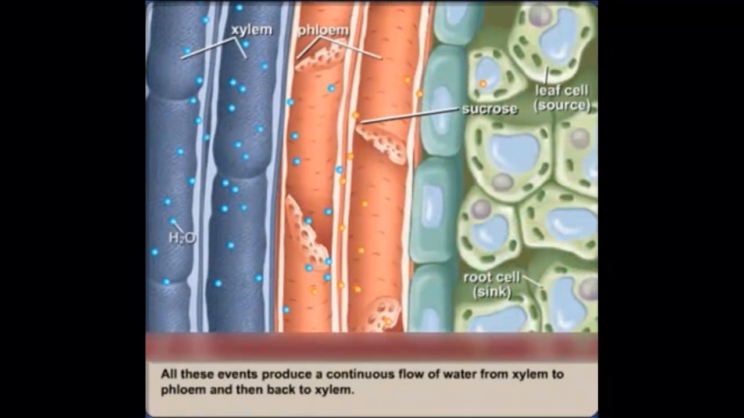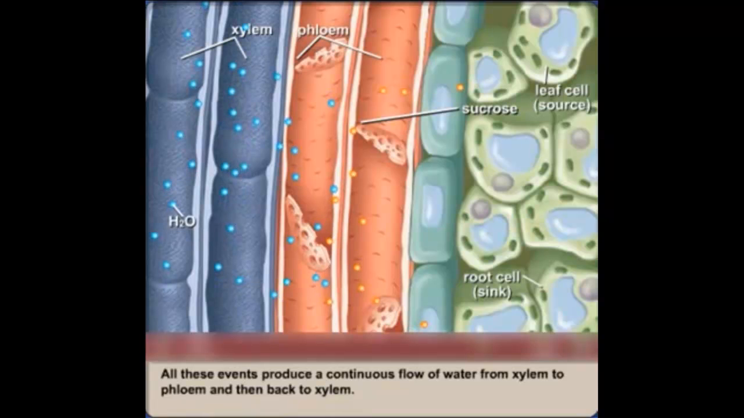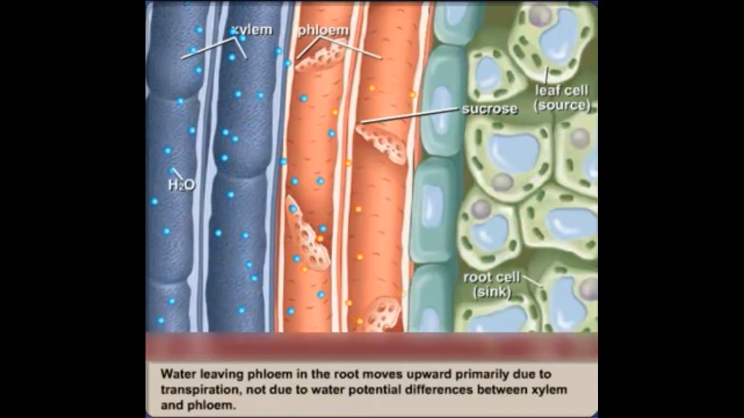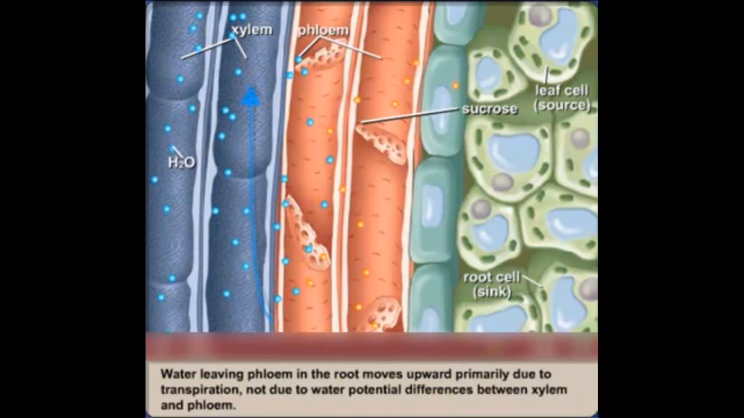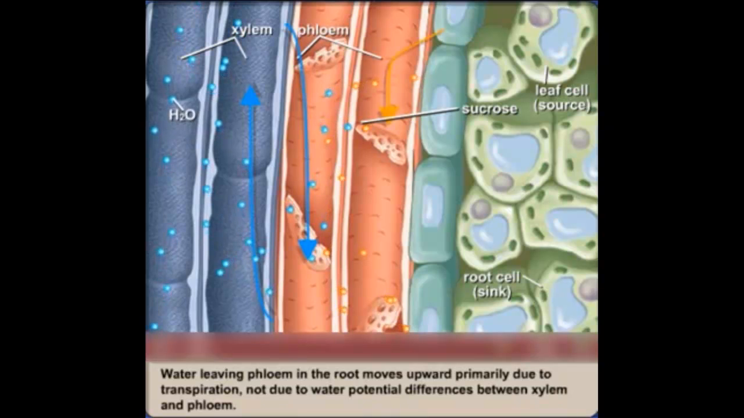All these events produce a continuous flow of water from xylem to phloem and then back to xylem. Water leaving phloem in the root moves upward primarily due to transpiration, not due to water potential differences between xylem and phloem.